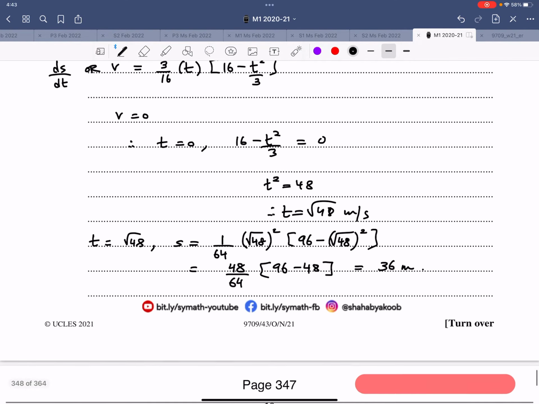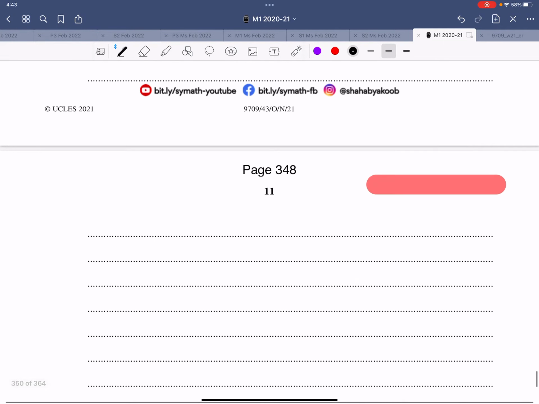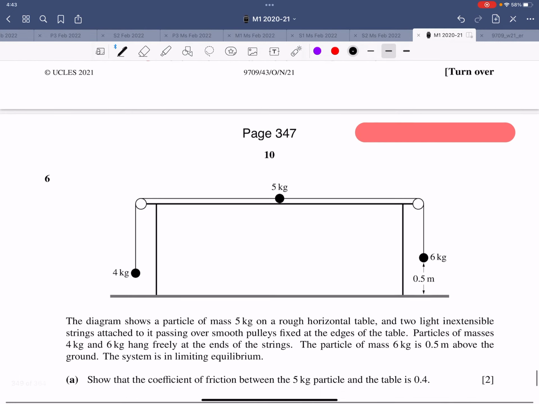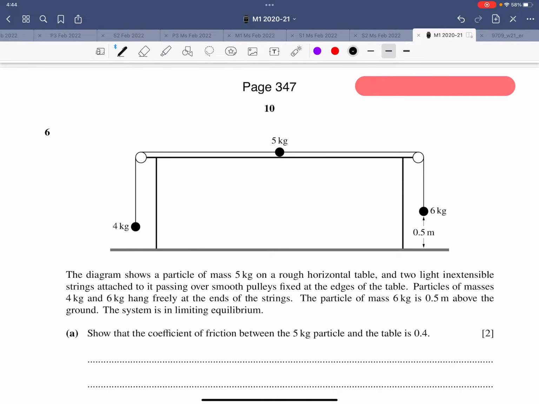Now let's see if there are 2 questions left or 1 question left. So this time it's only 1 left, and I'm feeling delighted about it. So this is a question about Newton's laws of motion. So this is about connected particles, and let's see how to proceed. Now, very rarely have they given us a question in which there is a table and 2 freely hanging masses over there. Now let's read the question.